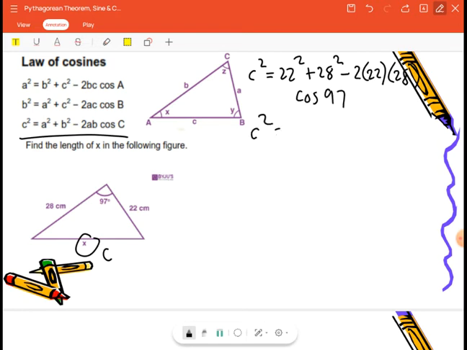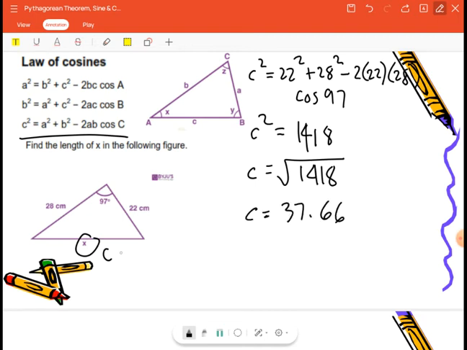Okay, and c squared natin would be equals to 22 squared plus 28 squared minus 2 times 22 times 28 cosine of 97. 1418, no? Squared natin yan. Square root ba 1418 of the answer. Square root of 1,418, that would be equals to 37.66. So ito yung sagot dito, 37.66. Ngayon, kailangan lang natin hanapin yung isa pang side.